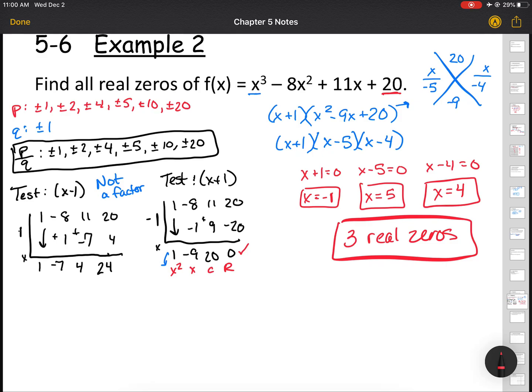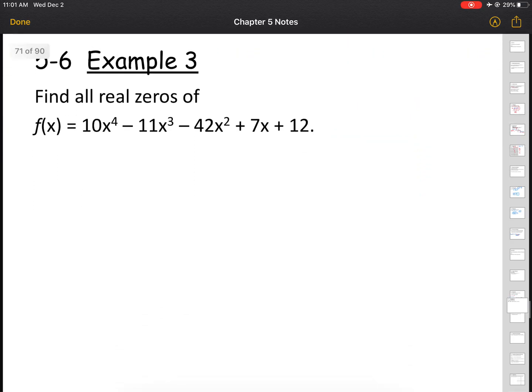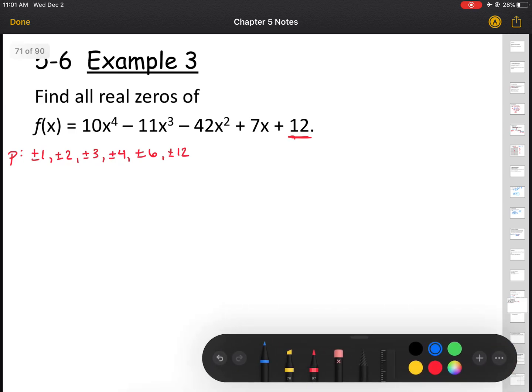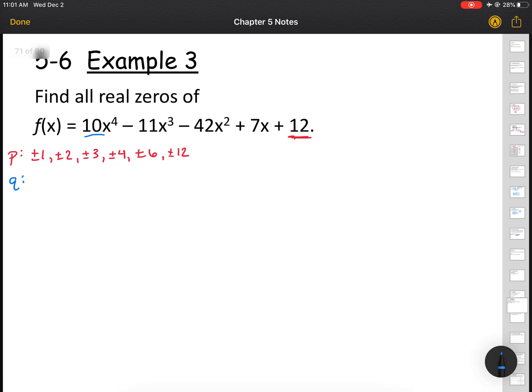-1, 5, and 4. Okay. And our last example here, we're going to do the same thing, but with this polynomial. Okay, so again, we want to figure out our factors p of the constant, which is positive or negative 1, 2, 3, 4, 6, and 12 itself. Then our q, remember, is our leading coefficient's factors in standard form. Well, that's 10 right now, so plus or minus 1, 2, 5, and 10.